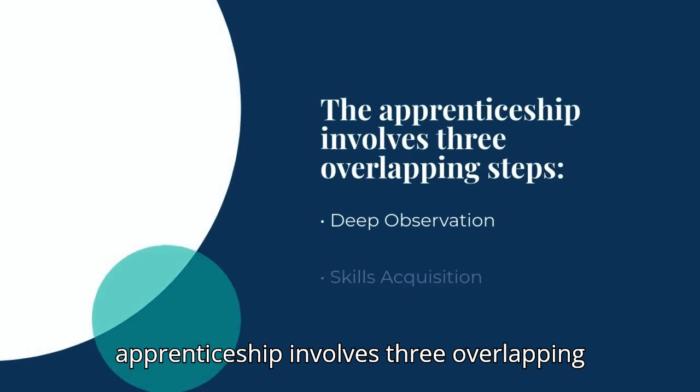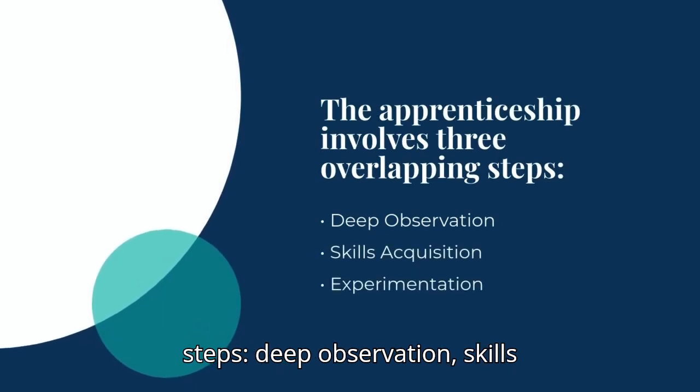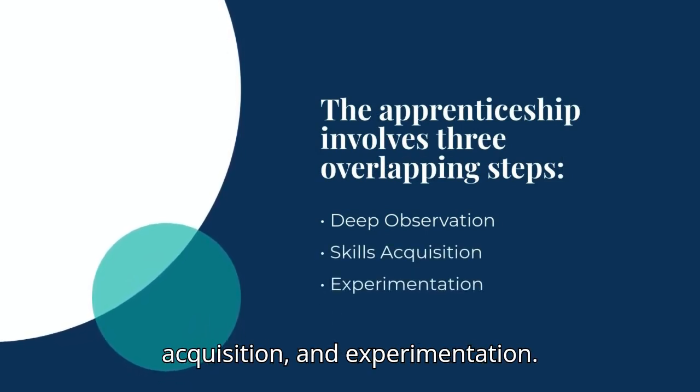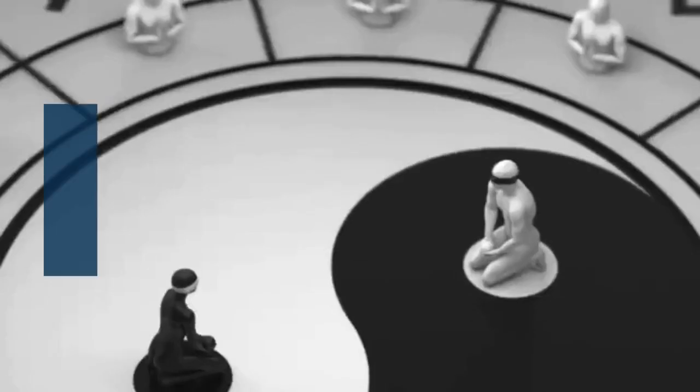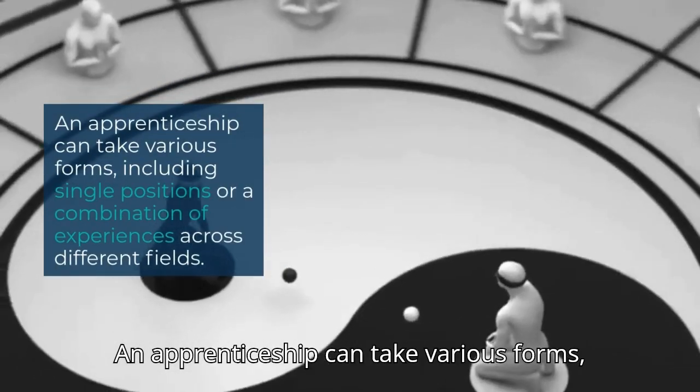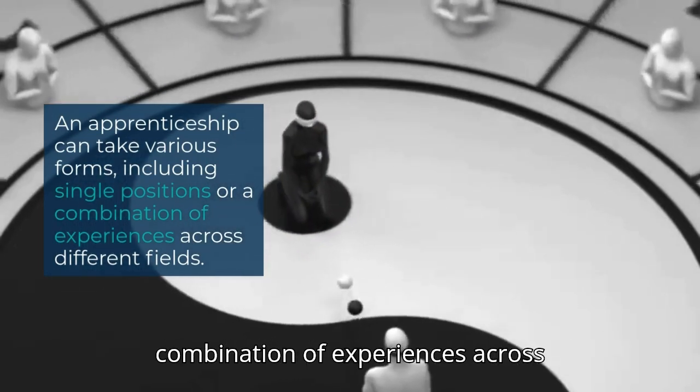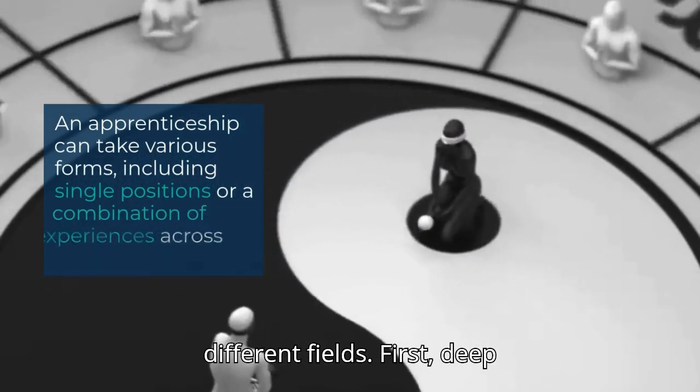The apprenticeship involves 3 overlapping steps: deep observation, skills acquisition, and experimentation. An apprenticeship can take various forms, including single positions or a combination of experiences across different fields.